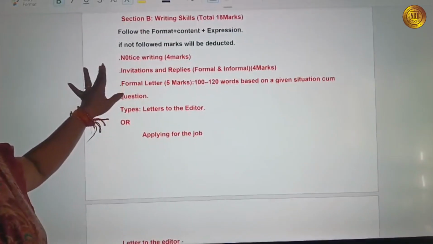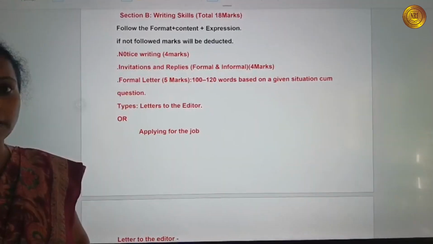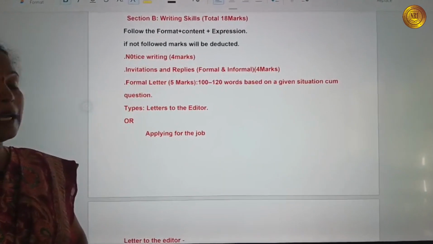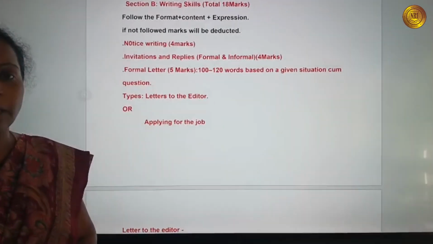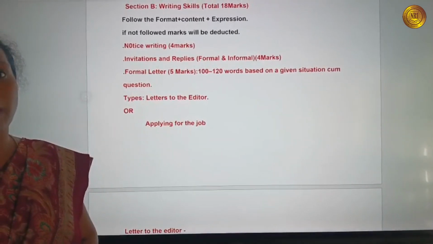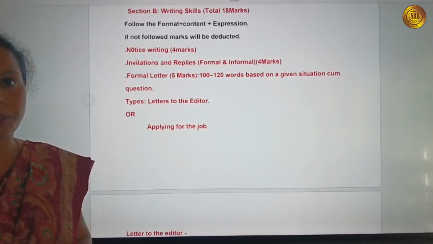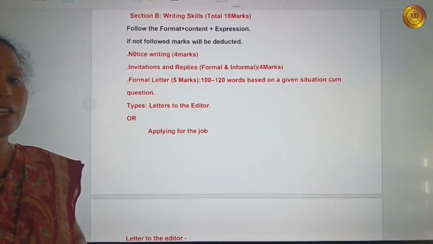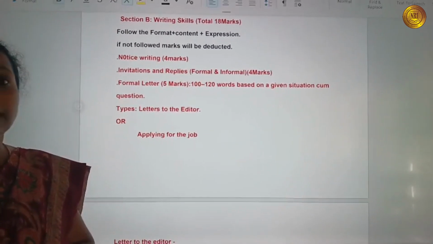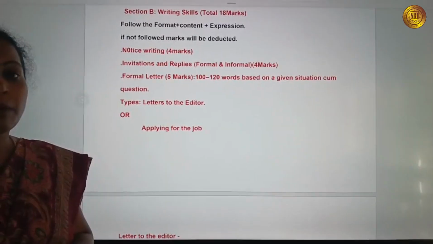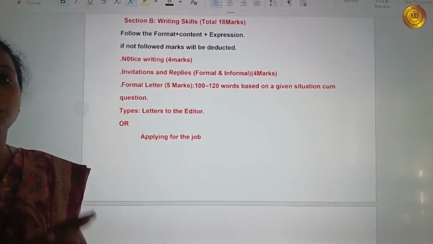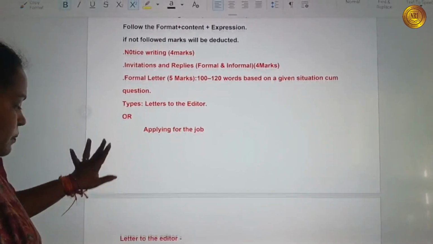Next, section B, as I pointed out earlier, format, content and expression. It is very important, as you can lose marks here. So you need to give more attention to this writing section. If you follow the format, content and expression, it is scoring, but if you do not give attention, you will lose the marks.